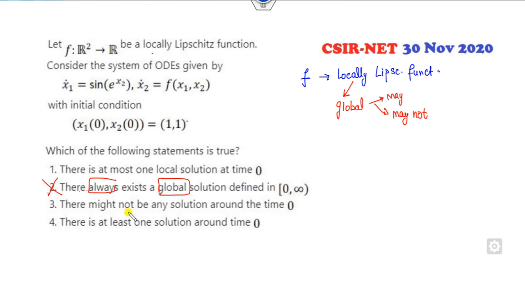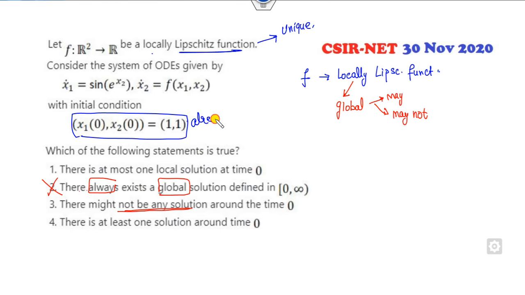There might not be any solution, so that's wrong. Why? What is the meaning of the Lipschitz condition? That means with a local Lipschitz condition, either you will get a unique solution, fine, or infinitely many. So why can you say it's a no solution? Because one solution is already given to you, the initial condition, so there might not be any solution. That's the wrong option.